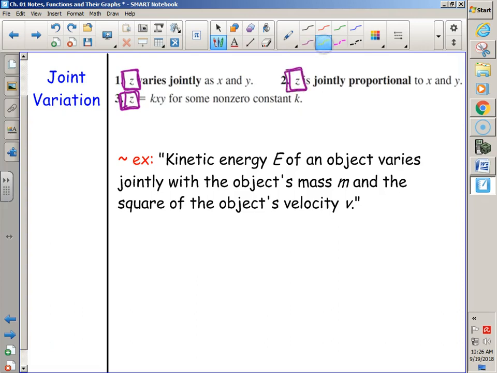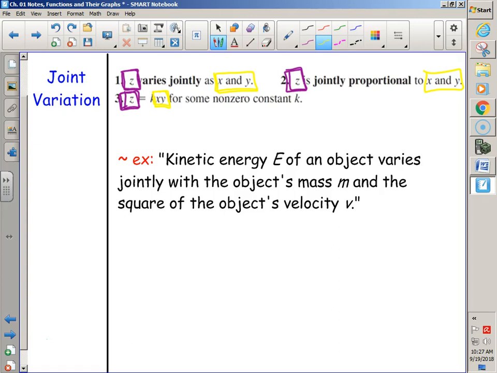But instead of just having one variable, as you just saw, we might have more than one variable. If we have more than one variable working the same way, we would say working jointly with the other. We can call it joint proportionality, or joint variation is a better way of putting it. Then we're just going to put them together.